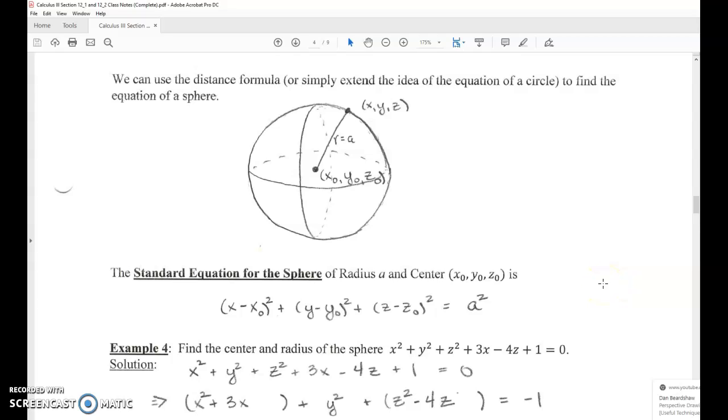Okay, continuing with our notes for section 12.1. We can use the distance formula, or we can simply extend the idea of the equation of a circle to find the equation of a sphere.